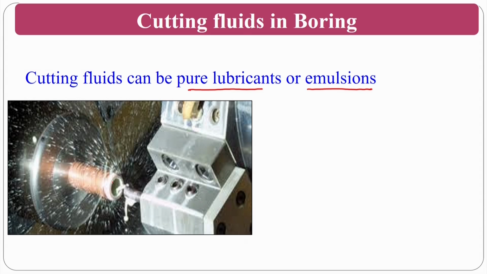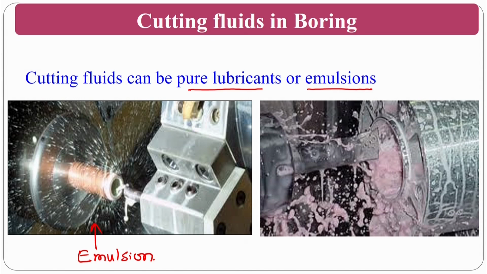In this one, if you see, it is looking like a milky color. So whatever cutting fluid they have used is a cutting fluid emulsion. In some other cases, you can go for a higher amount of pure lubricant oil with a low amount of water, so the lubricating properties will be better in the boring process. Okay, so this is about the boring process.